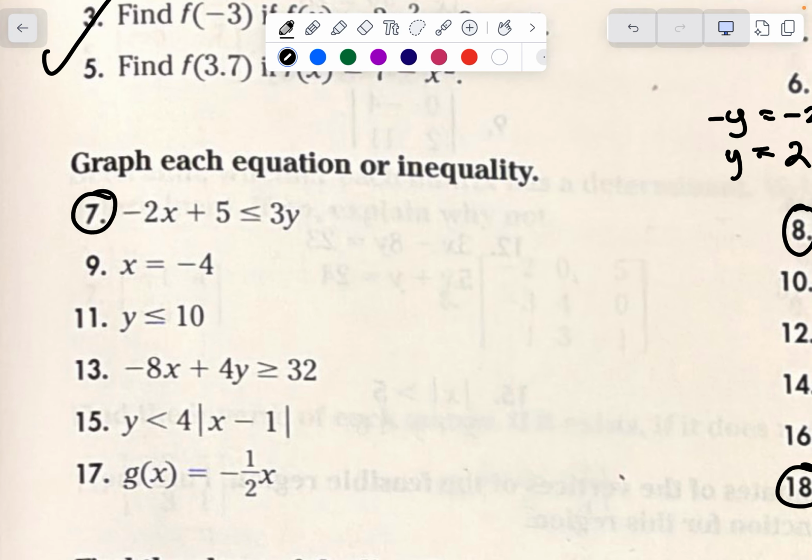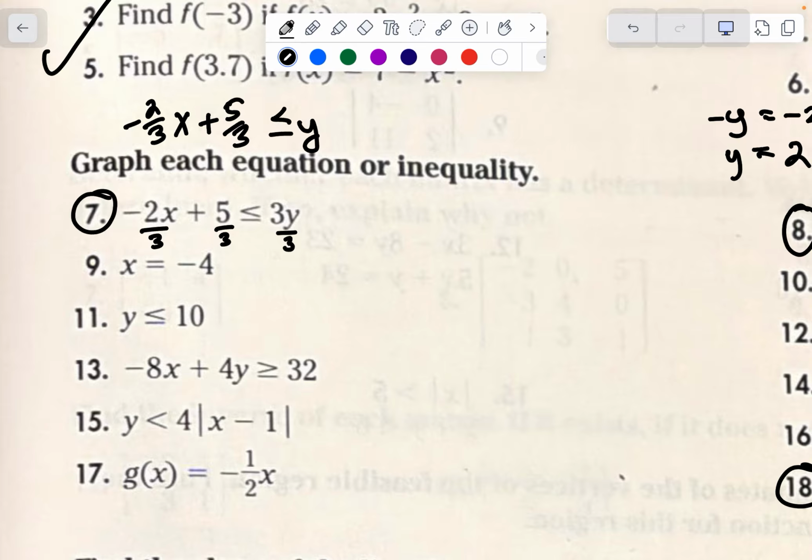For 7, unfortunately, we have to solve for y. Now, the y is by itself, but we need to divide by 3. So let's divide every single piece by 3. Now, unfortunately, the left side isn't very nicely divisible by 3. So we get negative 2/3 x plus 5/3 is less than or equal to y.